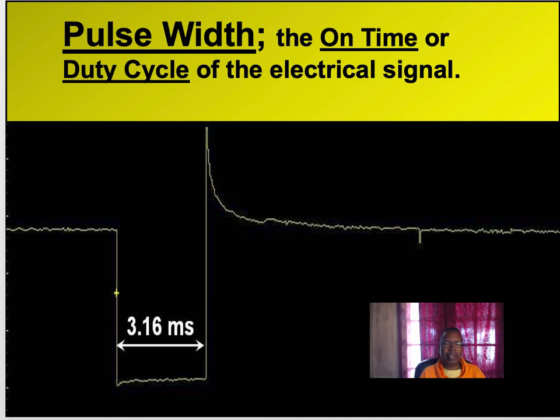Okay, here's another direct current circuit, which is a solenoid. In this case, an injector could be. But it's on pulse width, the on time, or the duty cycle electrical signal.